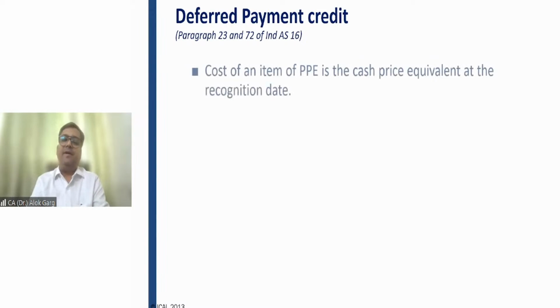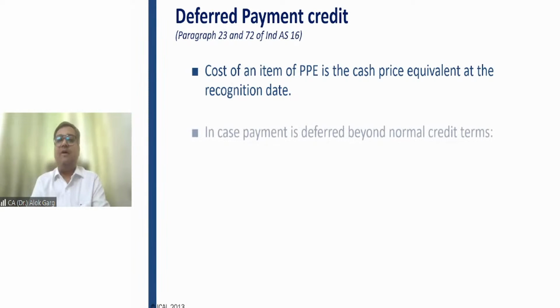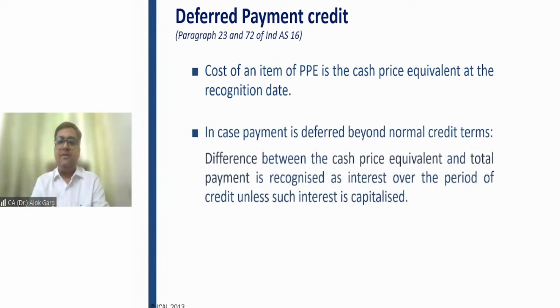Right. Friends, we discussed the measurement at the time of initial recognition. Now there is one more part in this measurement at the time of initial recognition, deferred payment credit. The standard says that the cost of an item of PP is the cash price equivalent at the recognition date. In case payment is deferred beyond normal credit terms, the difference between the cash price equivalent and total payment is recognized as interest over the period of credit, unless such interest is capitalized. Sir, what does it mean?